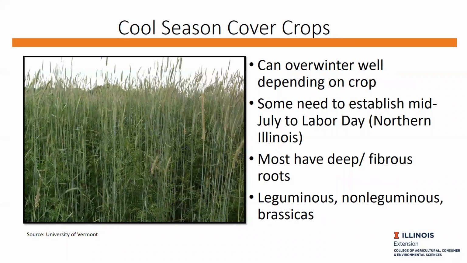Your cool season cover crops usually overwinter well depending on the crop. Most can have very deep fibrous roots. This includes leguminous, non-leguminous, as well as brassicas. In northern Illinois, we tend to see them established from sometimes mid-July to Labor Day. We can go a little bit into October, but sometimes we don't see as great an establishment as we would like for these cool season cover crops.